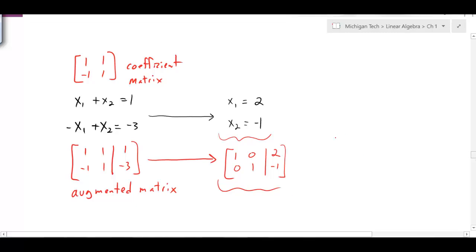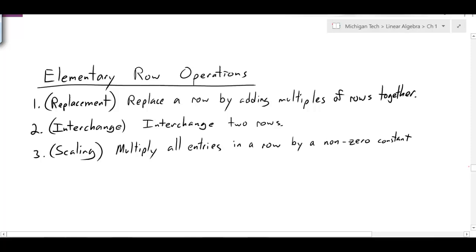What are these operations? We're going to talk about the 3 operations that we're allowed to do here, and we're going to call them elementary row operations. And so they're listed here, and they're listed in your text. The first operation we're allowed to do is replacement. We're allowed to replace a row by adding multiples of rows together. We're also allowed to interchange rows of our matrix. We're also allowed to scale the rows, or multiply all the entries in a row by a non-zero constant.